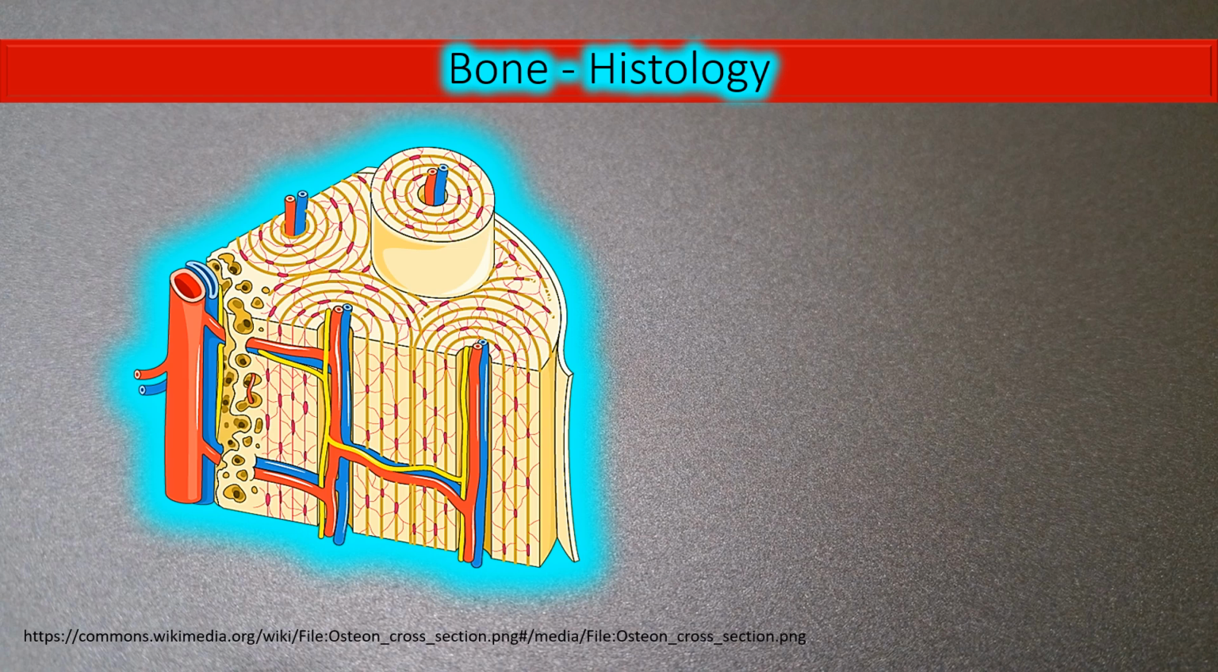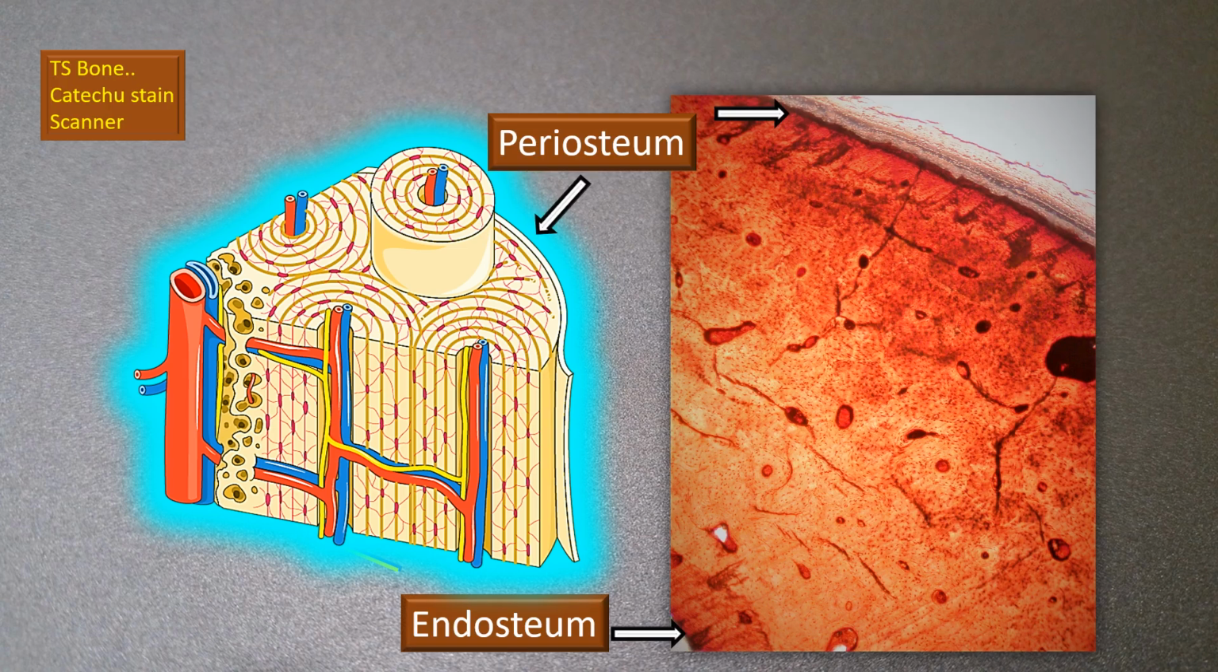Here is the scanner view of the bone, a compact bone. You can see at the surface is the periosteum and at the inner aspect is the endosteum. Basically, these are connective tissue, dense irregular connective tissue.